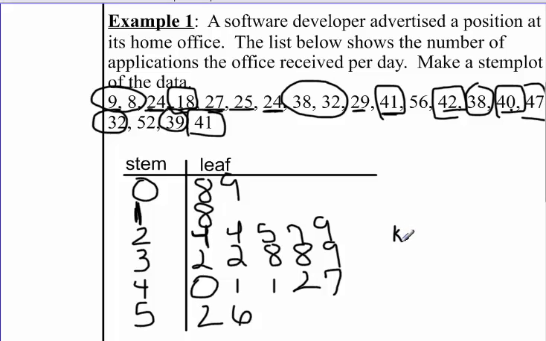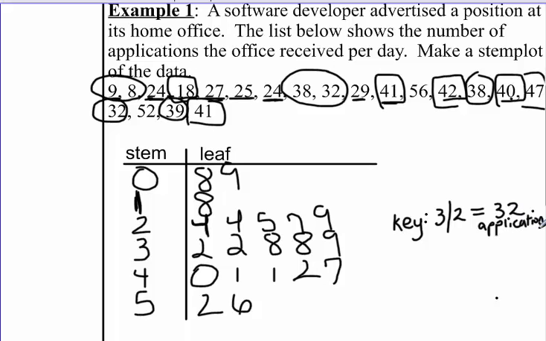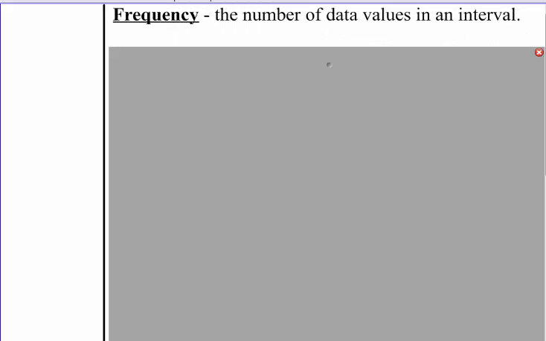Make sure you remember to include the key, which describes how to read your data. In this case, 3|2 equals 32. And then make sure you include your units, in this case, applications. Next, we're going to talk about histograms.